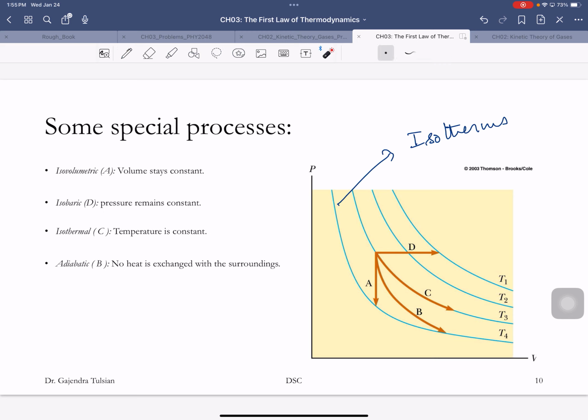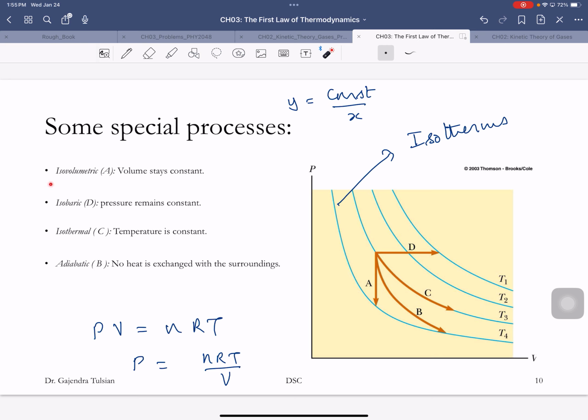What is an isotherm? Okay, so iso means constant, therm means temperature. If you are using an ideal gas system, and you hold the temperature constant in this process, P equals nRT over V. What is this graph? Y equals 1 over x, or constant over x. That's a hyperbola. Okay, so these are isotherms.